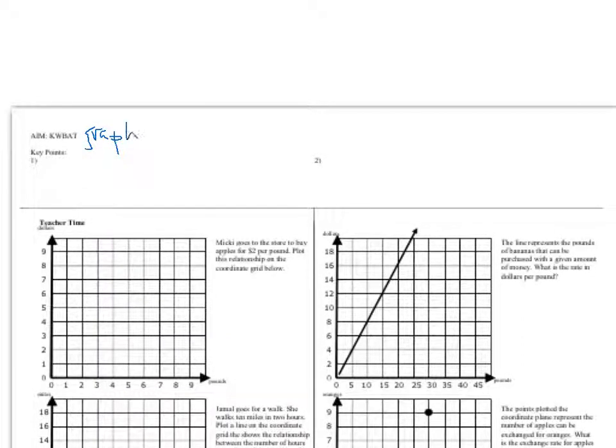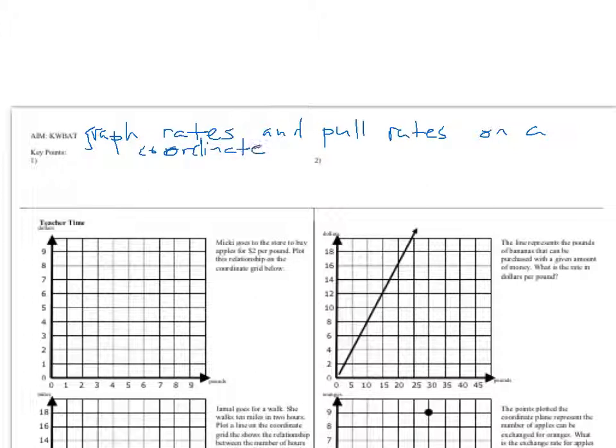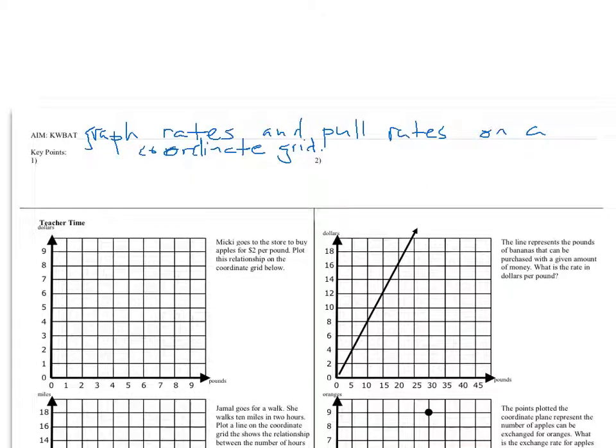Graph rates and pull rates on a coordinate grid. Coordinate grid. So, with that in mind, we're going to go ahead and look at this.